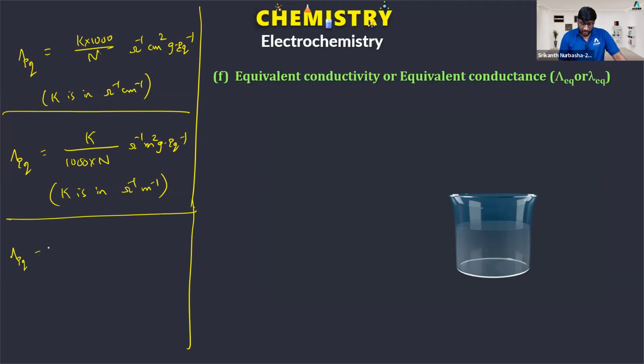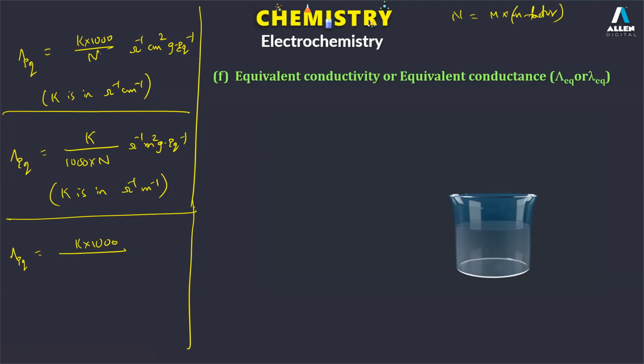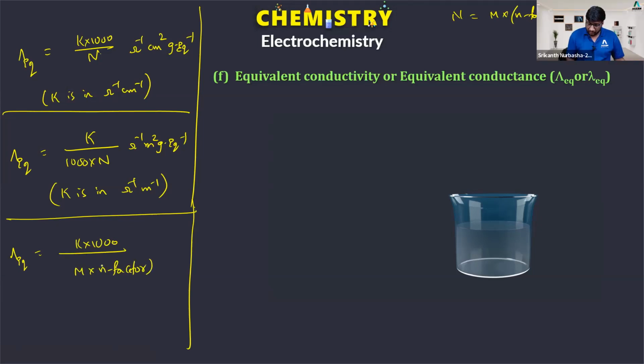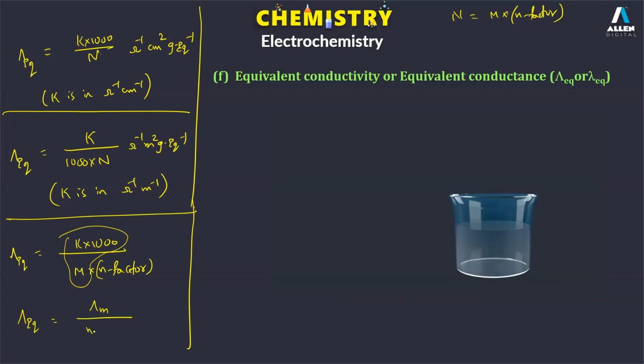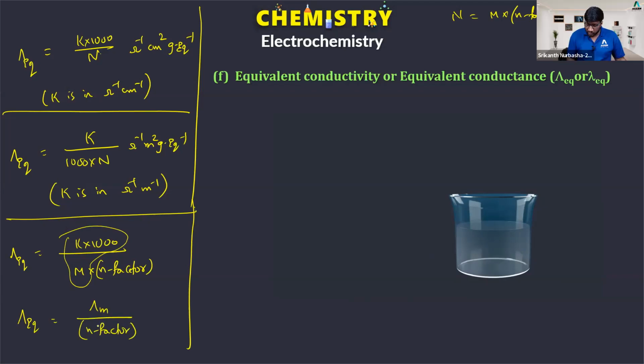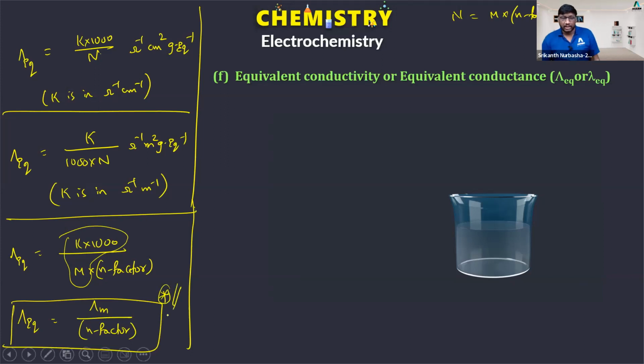So equivalent conductivity is equal to K into 1000 divided by normality, right? Normality is equal to molarity into N factor. Can you write this? Yes, sir. So what is K into 1000 by molarity? This is nothing but molar conductance. So equivalent conductance is equal to molar conductance divided by N factor. This is how they are related. This is the relation between them.